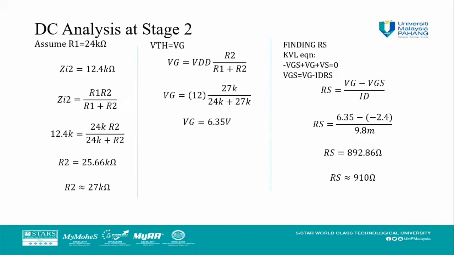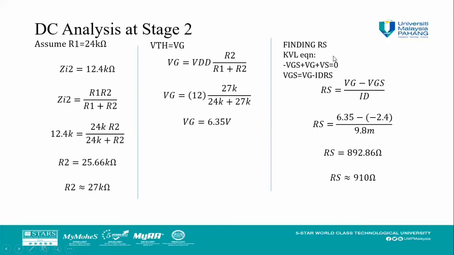DC analysis at stage 2: we assume that R1 is 24 kilo ohms and Z in 2 is 12.4 kilo ohms, and then we substitute R1 and Z in into the formula to get R2, and R2 is equal to 25.66 kilo ohms, which is equivalent to 27 kilo ohms. Next we calculate VG, which is equal to VTH, and the VG equation is VDD times R2 over R1 plus R2. Substituting all the values, we got VG equal to 6.35 volts.